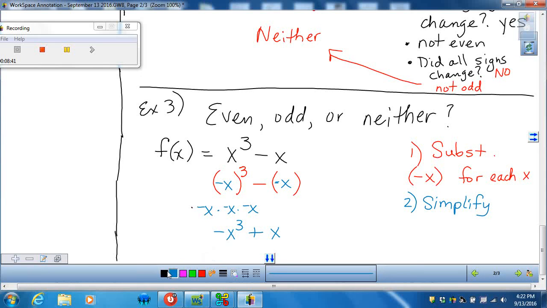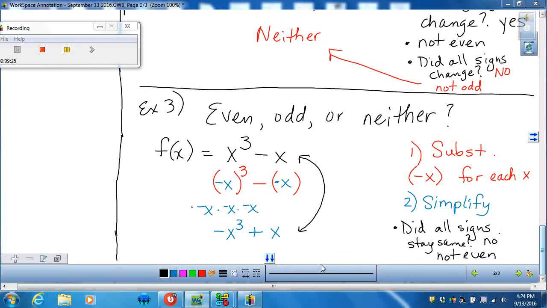So now when I look at my original and I look at my new answer that has been simplified, I want to look at my signs. So first question, did all signs stay the same? Or you could ask the opposite of that, did any of the signs change? Did all the signs stay the same? No, they didn't. So it's not even.